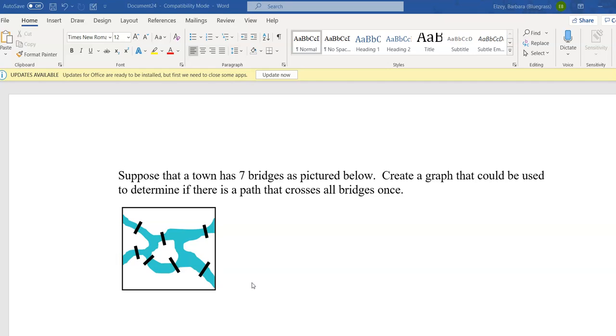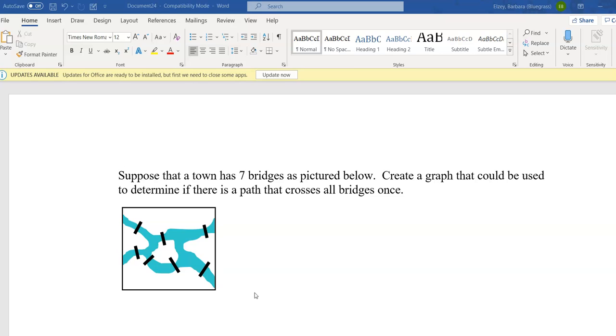Suppose that a town has 7 bridges, as pictured here. We want to create a graph that could be used to determine if there's a path that crosses all the bridges at once. So say you are making some sort of delivery and you've got to go to all these different regions, so you're going to have to cross all of these bridges. Or maybe you're a construction worker and you've got to go to these bridges for some reason. But we're going to cross all of these bridges one time. We're going to try to do it in the most efficient manner.